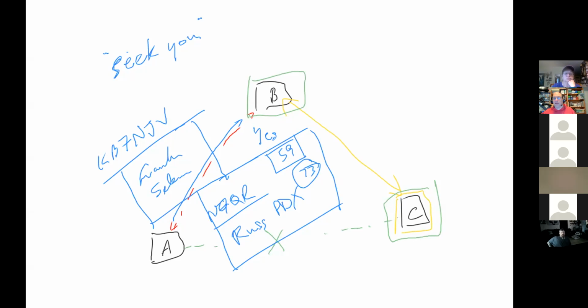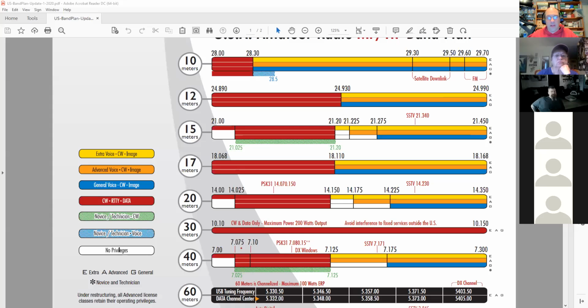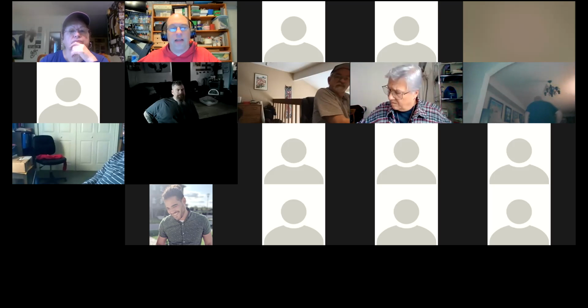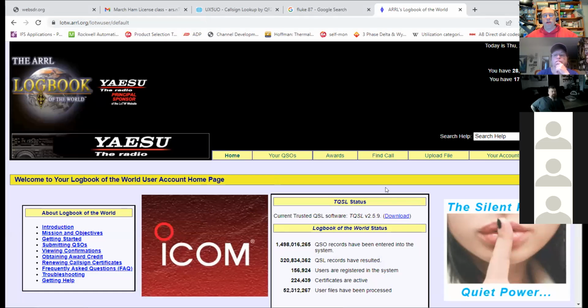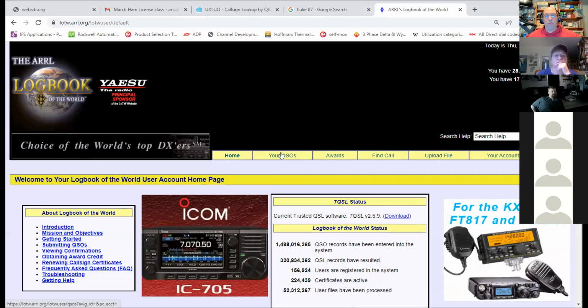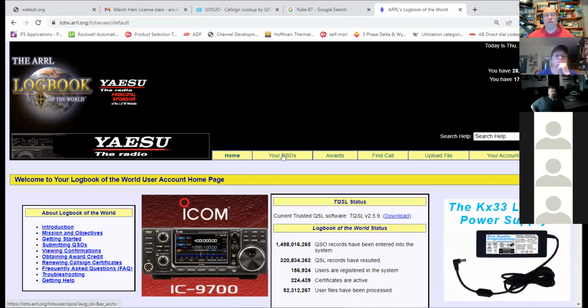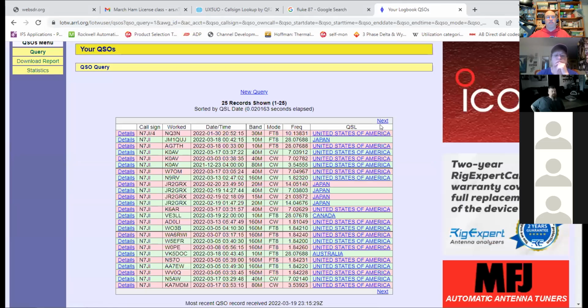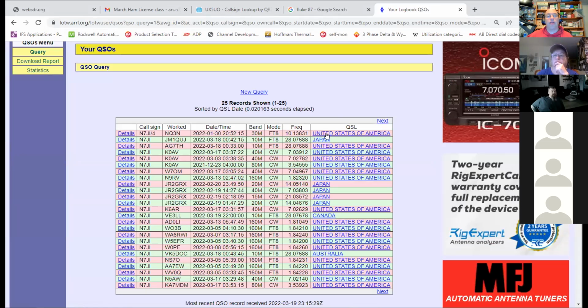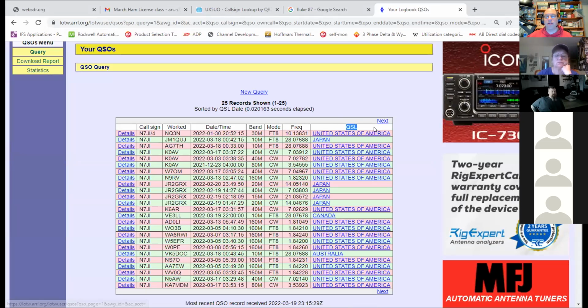I personally log everything because once my log is complete, I will upload my log to LOTW. LOTW is run by the ARRL, and it's basically a double-blinded call sign contact server where you can upload all your logs, and if somebody verifies that you made contact with them, then it will list as a QSL, which means that it's confirmed.